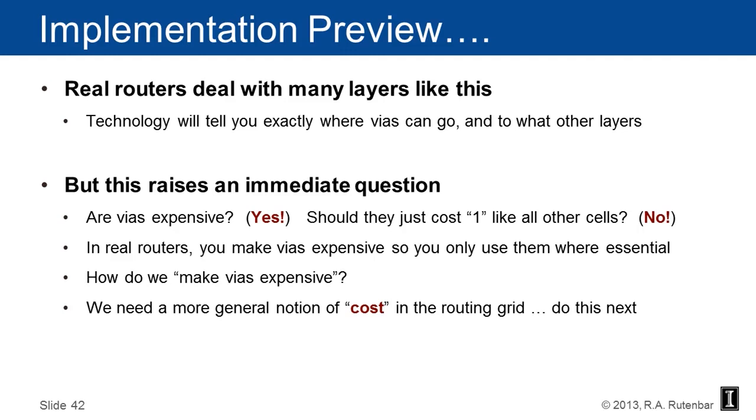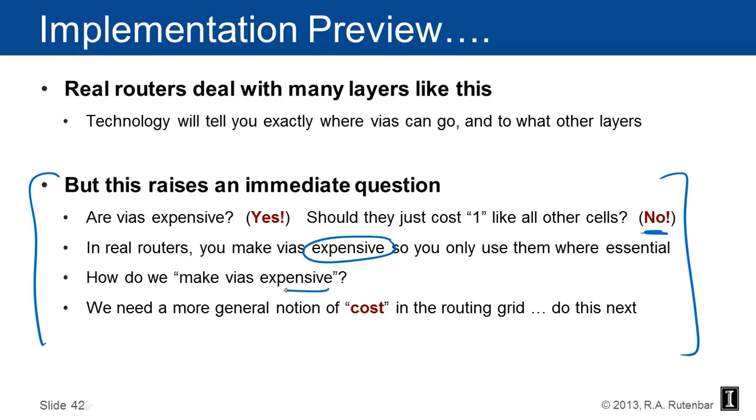Now, the fact that I just put vias in raises a couple of interesting questions. Are vias expensive? I mean, should I just put them in a zillion places? If I can just route something in a straight line from a pin on metal 1 to a pin on metal 2, is it a bad idea to go up to metal 3, route around for a while, come down to metal 2, go up to metal 4, route around a while, come down to metal 1, and then connect? And the answer is yes. Vias are in fact expensive. Should they cost one like other cells? No, absolutely not. It's actually a really bad idea. In real routers, you make vias expensive, so you only use them where they're essential.